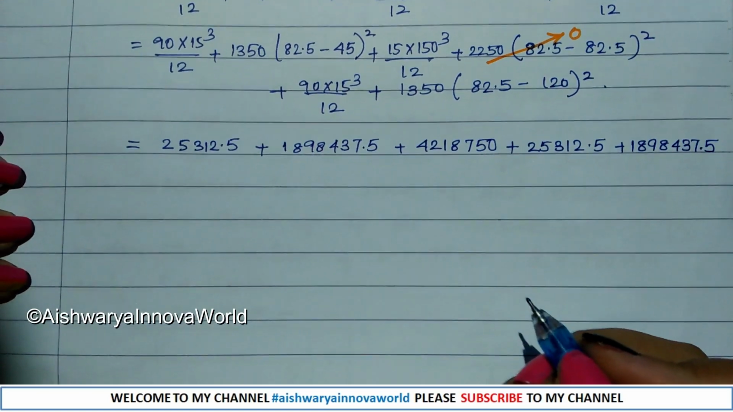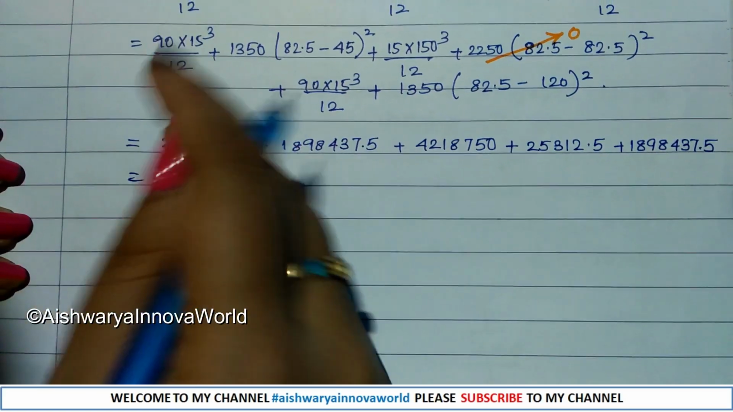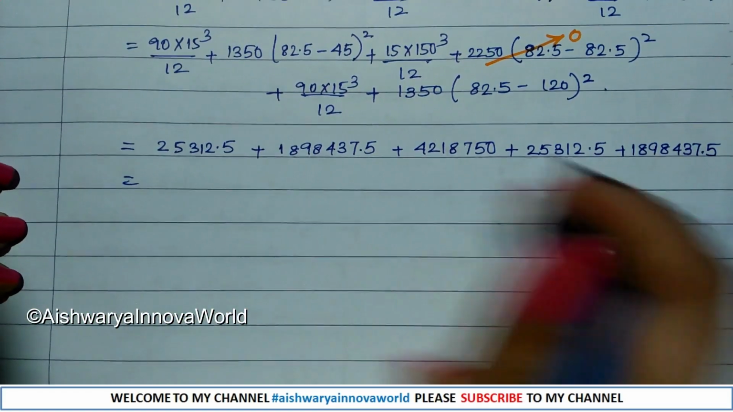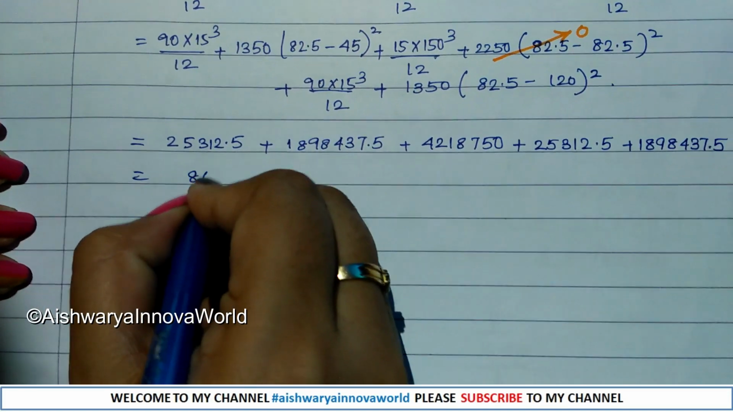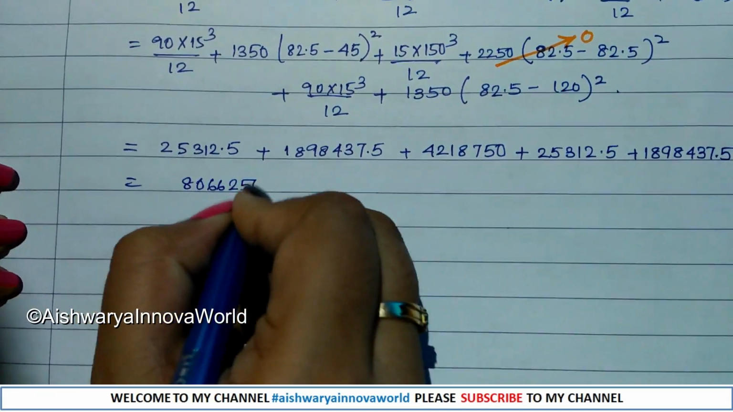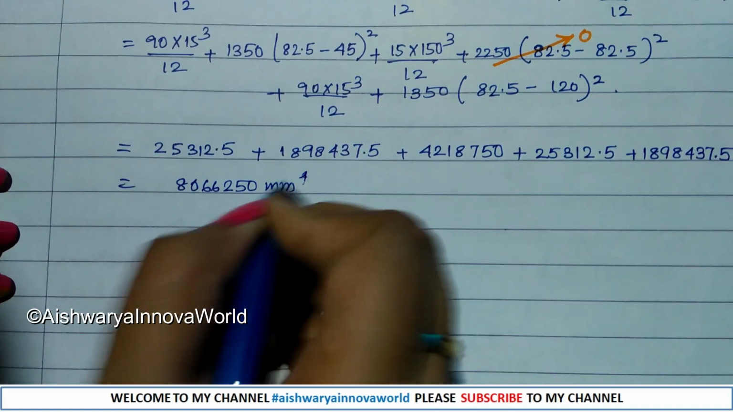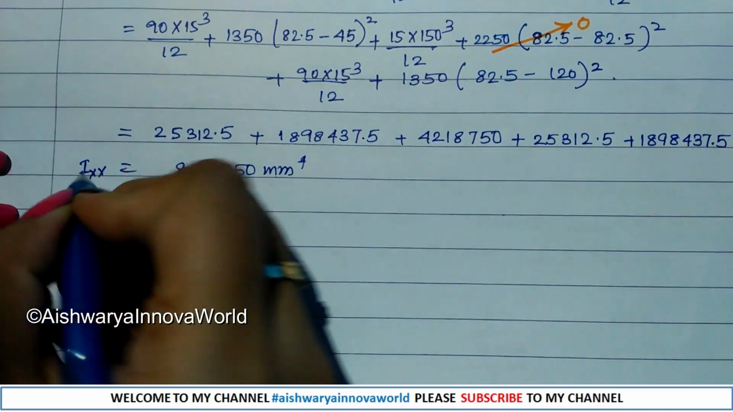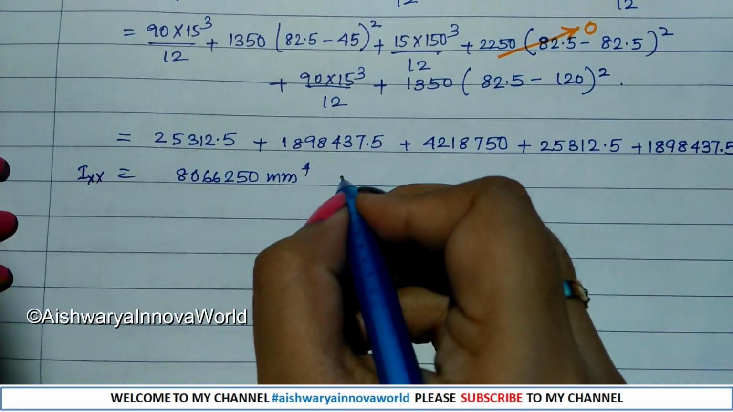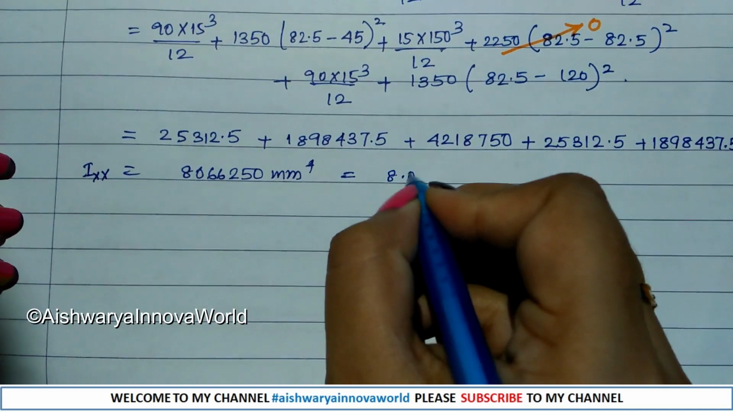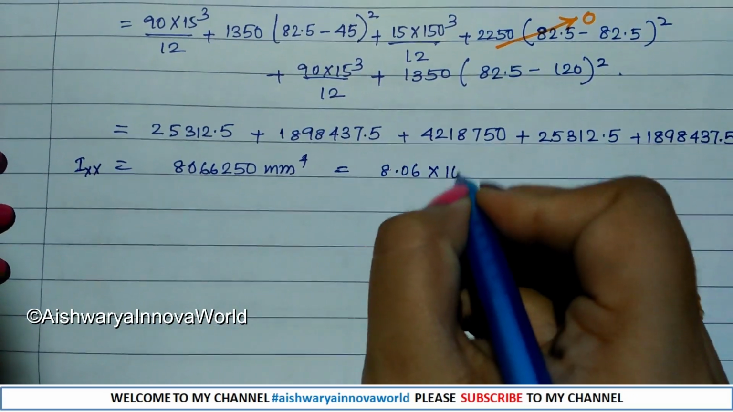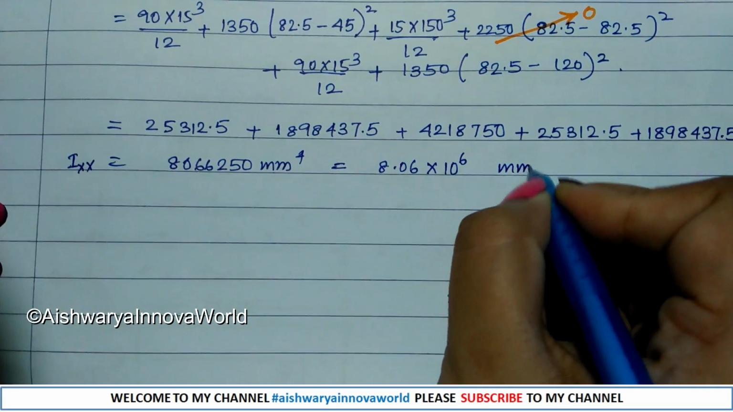Okay. Now you add this in your calculator, you get 8066250 mm power 4. The unit of Ixx is mm power 4. So you can also write it as 8.06 into 10 power 6 mm power 4.